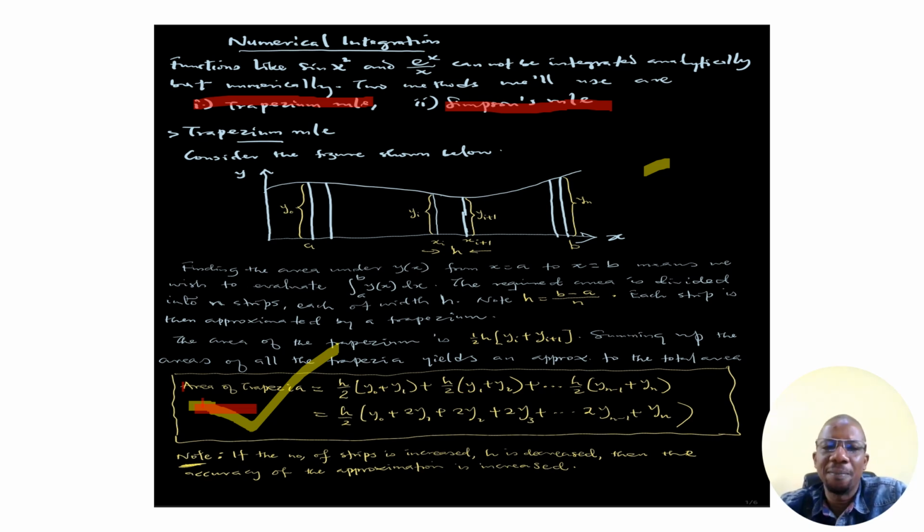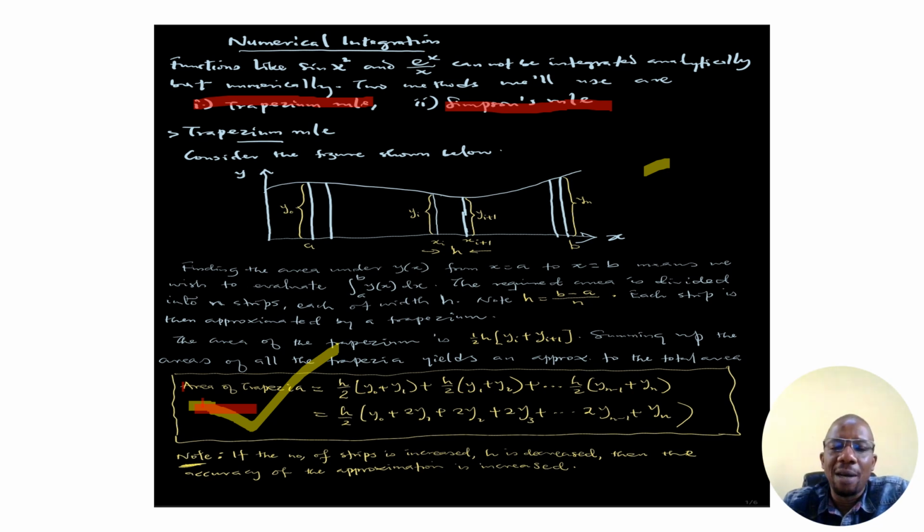The area of the trapezium, as we know from elementary mathematics, is the sum of the two sides multiplied by h divided by 2, that is half h times the sum of the two sides. That is the conventional formula for finding the area of a trapezium.